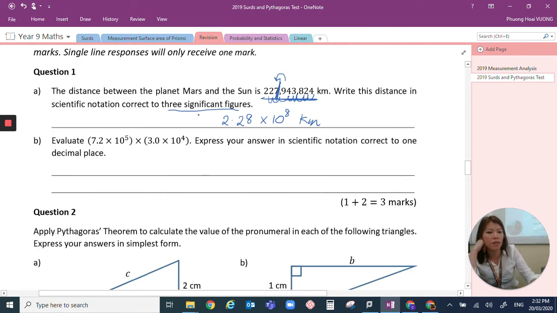Okay. Evaluate the following. Express your answer in scientific notation correct to 1 decimal place. It's already 1 decimal place. I don't have to worry about that. But let's multiply these together. You will not have a calculator, so you have to do this by hand. You can do it on the side, do it on paper. That's what I just said.